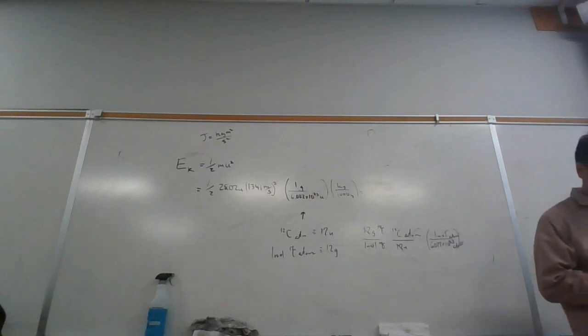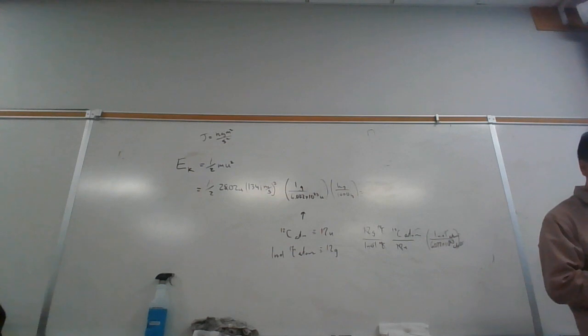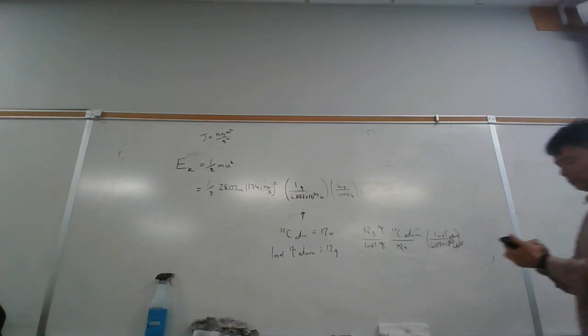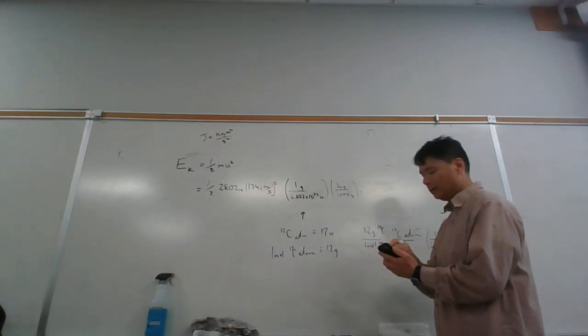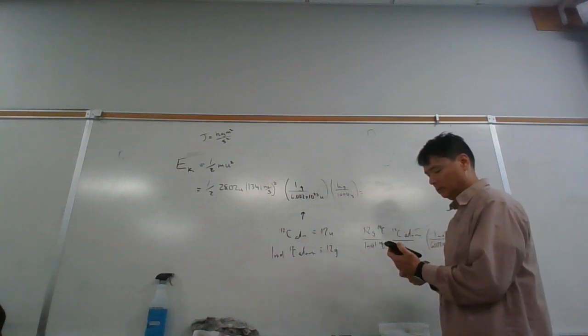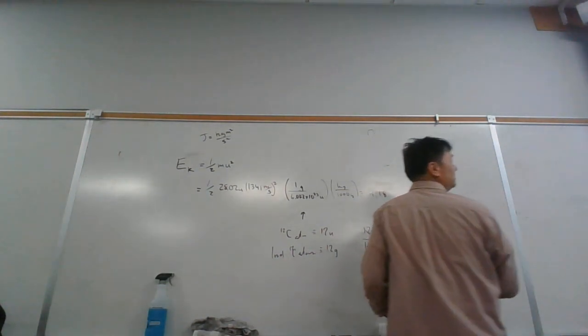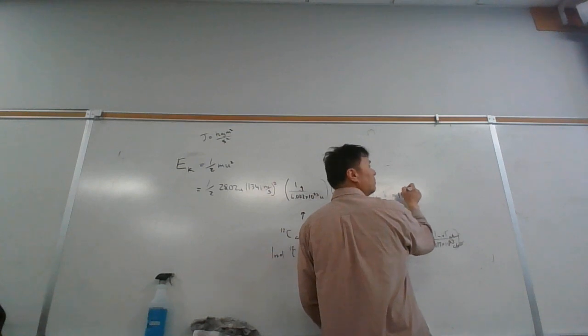What did you get? I'm getting, so it's 8.37. Oh no. Never mind. 4.18. Is that what you guys got? 4.18 times 10 to the minus 20 joules.